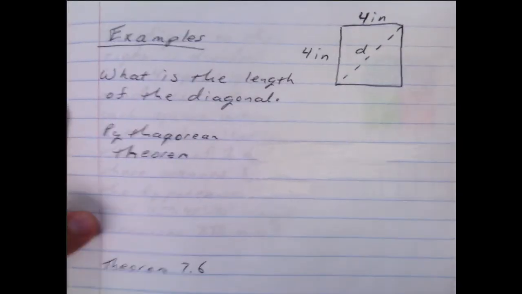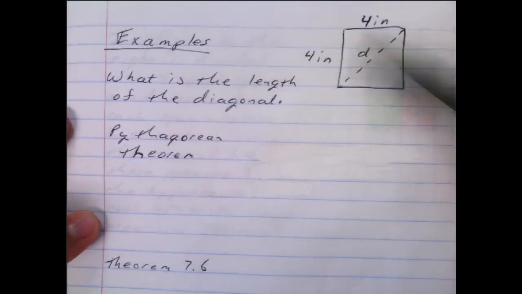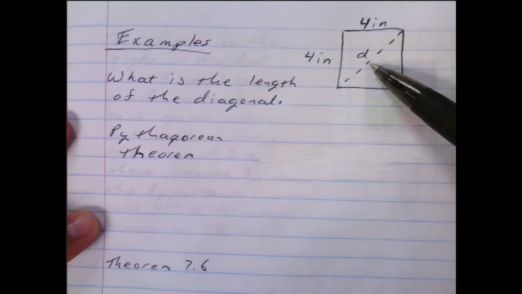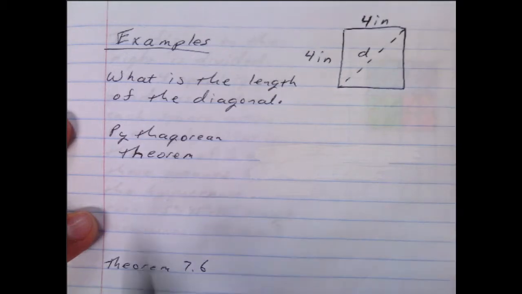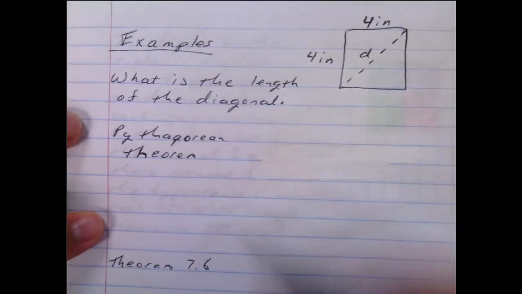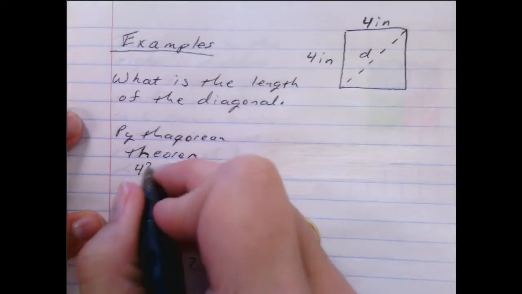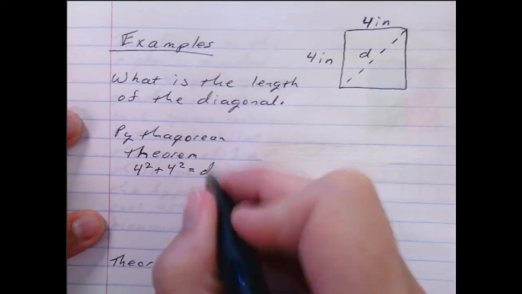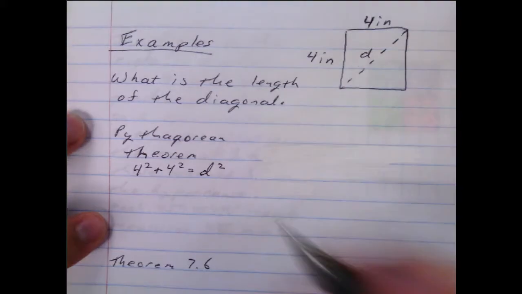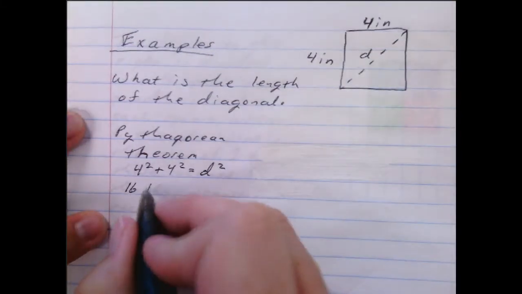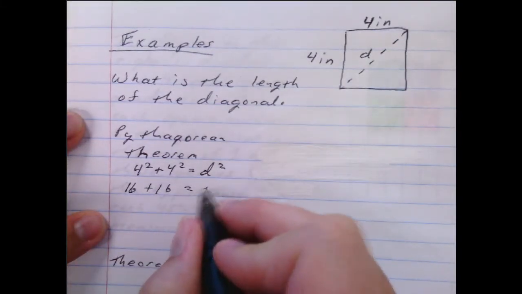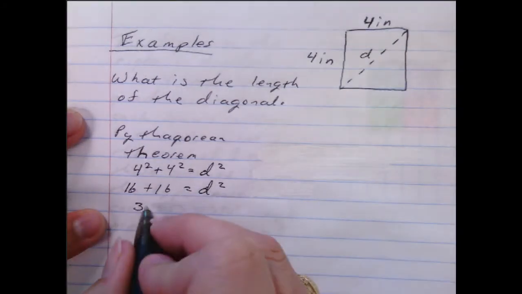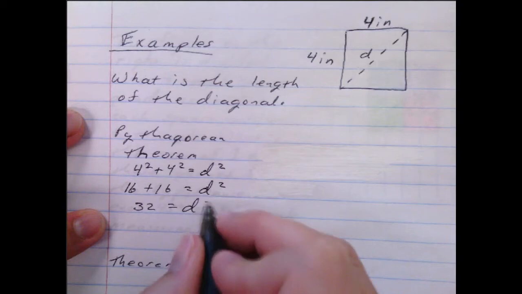So here's our first one. So we have a square with side lengths of 4 inches, and we're trying to find the diagonal. So what is the length of that diagonal? We can use Pythagorean Theorem, so that would be 4 squared plus 4 squared equals d squared. So then we get 16 plus 16 equals d squared. 16 plus 16 is 32, equals our d squared.